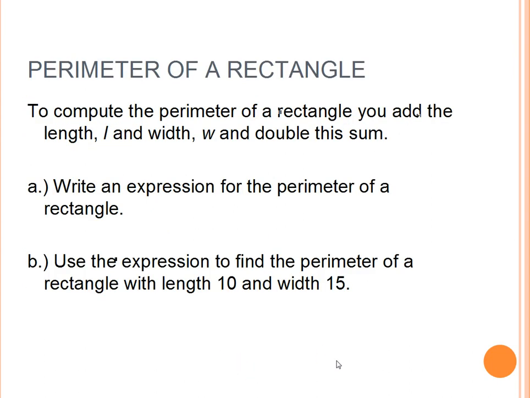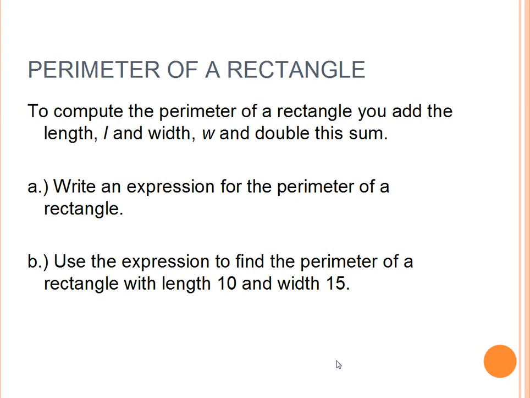Okay, there's several problems here, and you're going to be given anywhere from about 10 to 15 minutes per problem. You're going to take a look at the problem, use the formula given, write an expression, and then apply the formula, which is part of the Common Core. So we're going to be using the perimeter of a rectangle, and it says to compute the perimeter of a rectangle, you add the length L and the width W and double the sum.